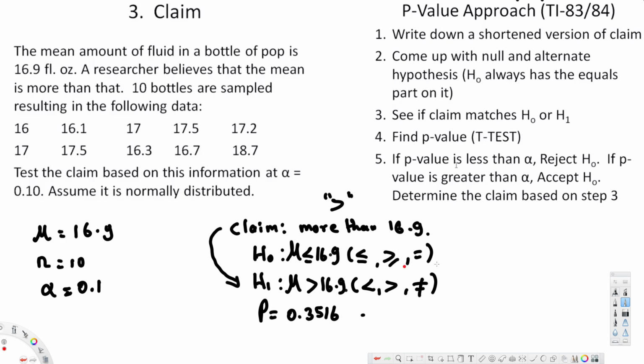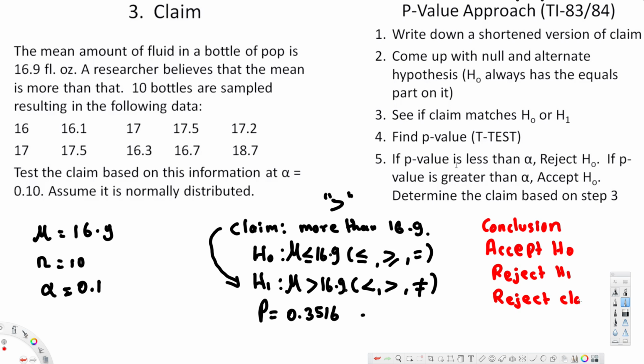So let's write our conclusion. Conclusion: accept H0. If we accept H0, we have to reject H1, and our claim falls under H1, the alternate hypothesis, so we are going to reject our claim. Reject claim, and that's going to be the final conclusion.